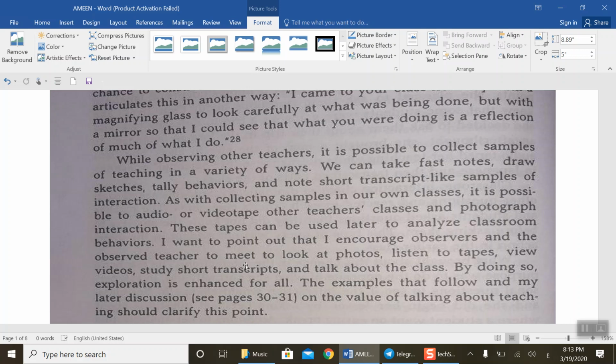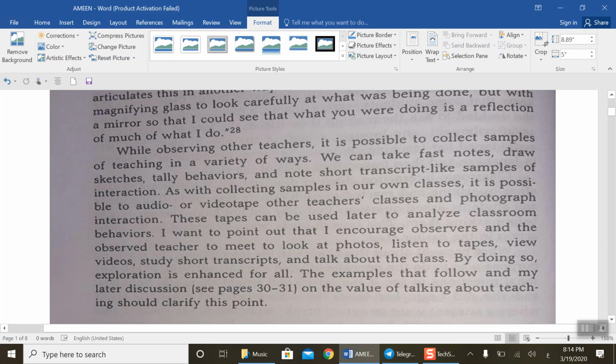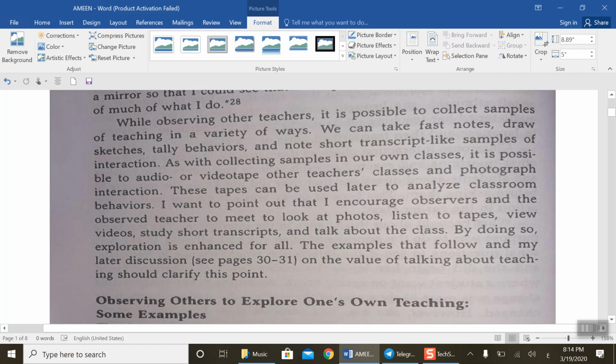Then, when Mr. Ahmed or Mr. Ali, for example, finishes the class, we meet. Okay, we meet with each other and talk about what's going on, what was going on inside the class. You see? Okay, I put it in this way to make it clear for you. By doing so, when we talk, for example, me and Mr. Ali about the class, about, for example, the grammar, I observe Mr. Ali or Mr. Ali observed me inside the class. We talk. By doing so, exploration is enhanced for all, is developed for all of us.